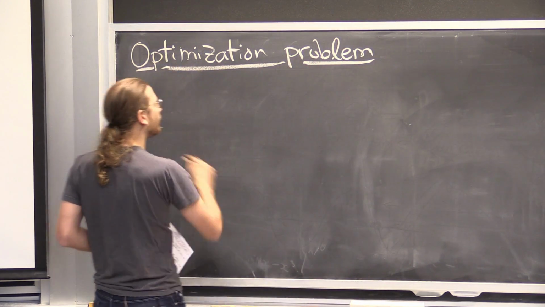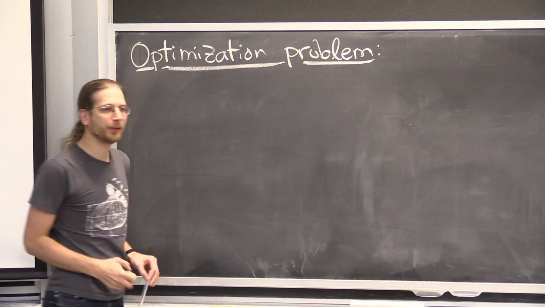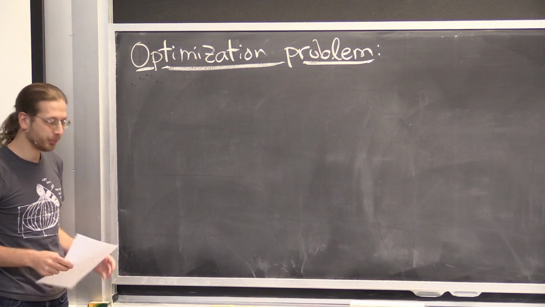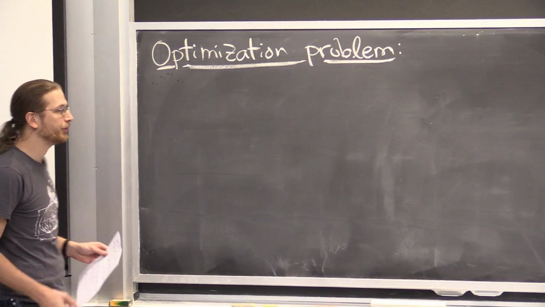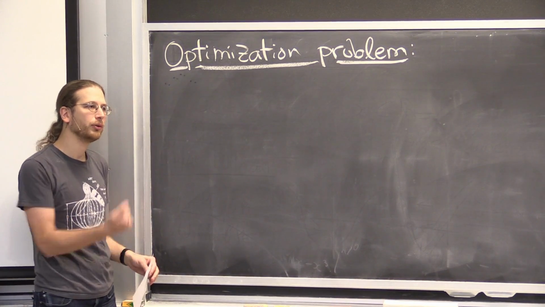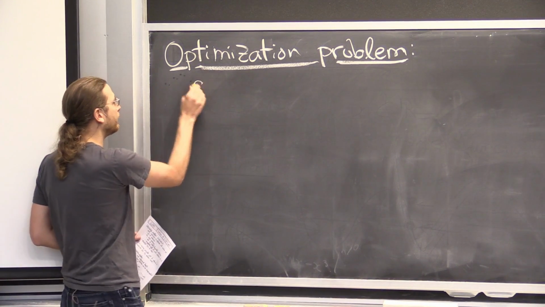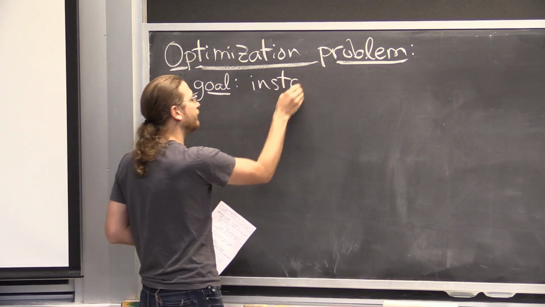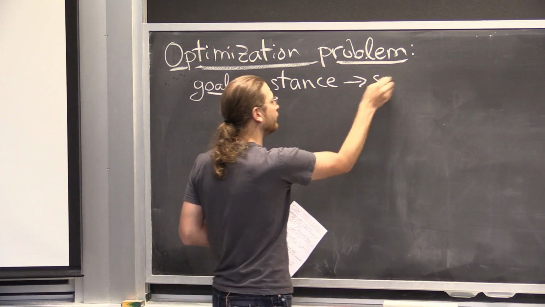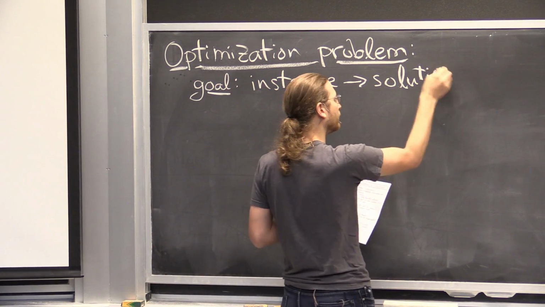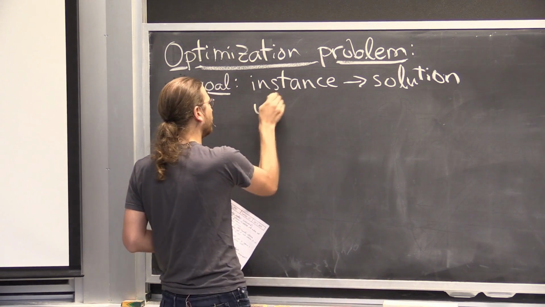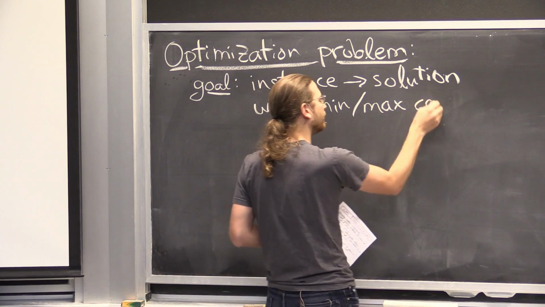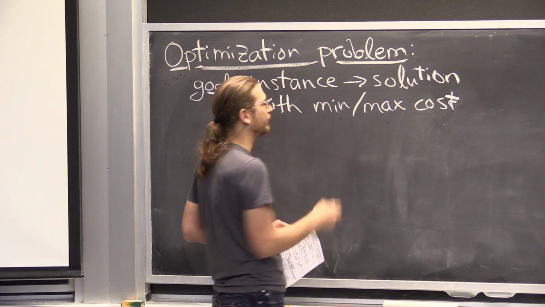So pretty much throughout, in the context of NP, we've been thinking about decision problems because that's where NP makes sense. Now we need to change the setup to where the output is not just yes or no, but some kind of solution with a cost. So in general, the goal in an optimization problem is going to be to go from some instance to a solution with min or max cost. So there's minimization problems, maximization problems.